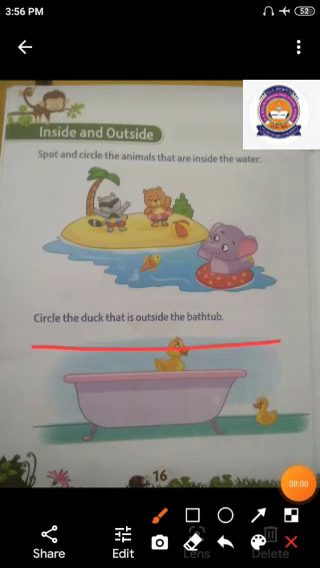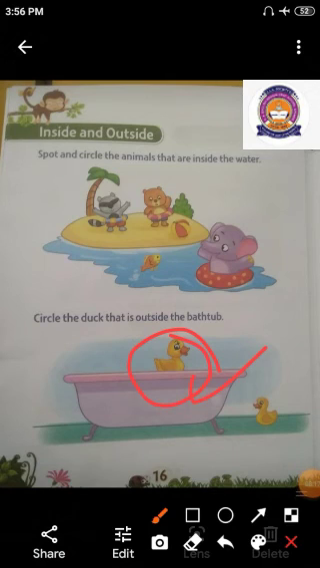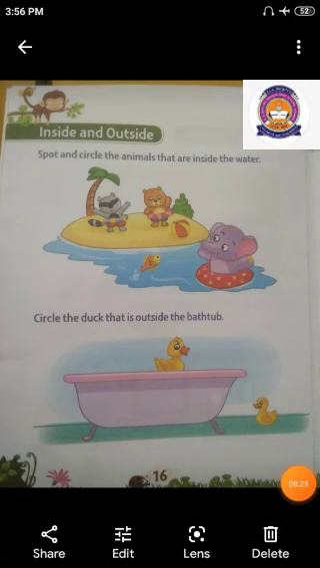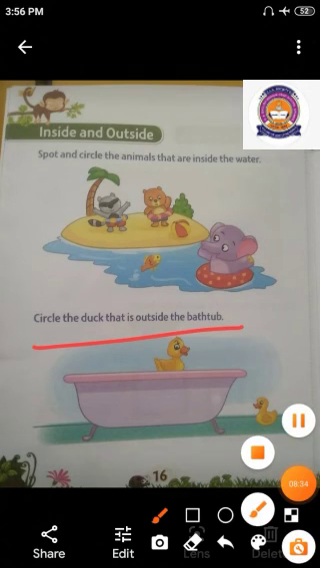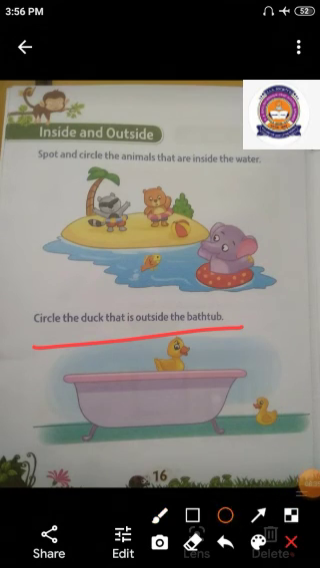Second one, circle the duck that is outside the bathtub. See children, in the first one the duck is inside the bathtub. In the second one the duck is outside the bathtub, right? So see the headline, circle the duck that is outside the bathtub. Outside the bathtub means the second duck. So you have to circle the picture.